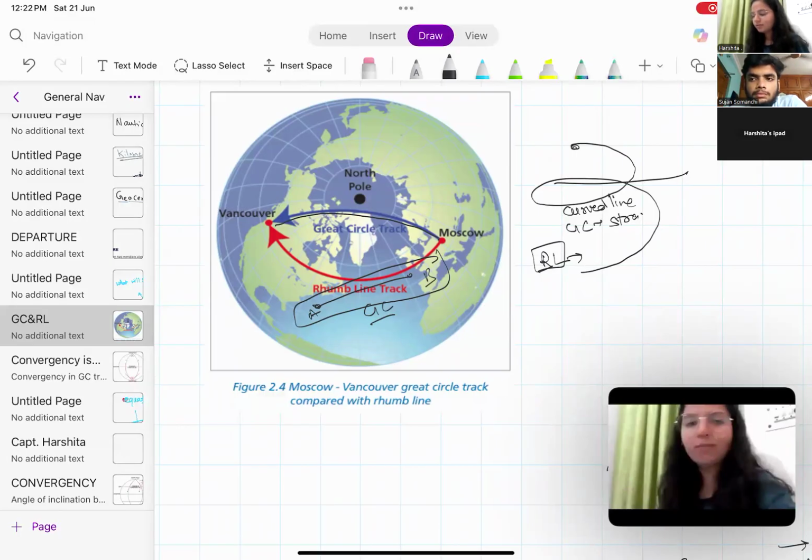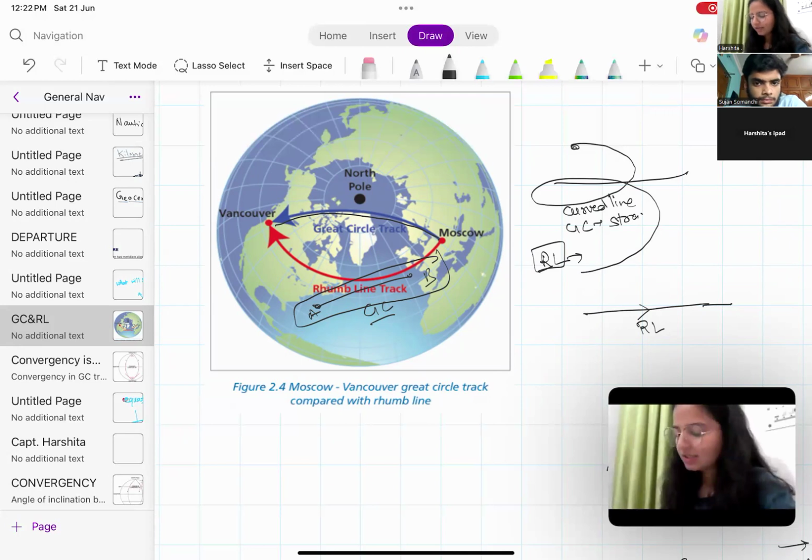This is the rhumb line, and this is the great circle track. This is what we had studied last time. Now, what is the conversion angle? This angle between the great circle and the rhumb line is known as the conversion angle. How did we get this angle as the conversion angle?